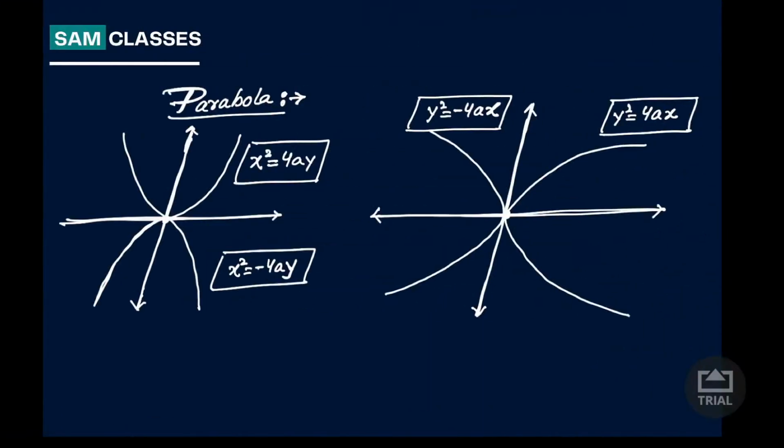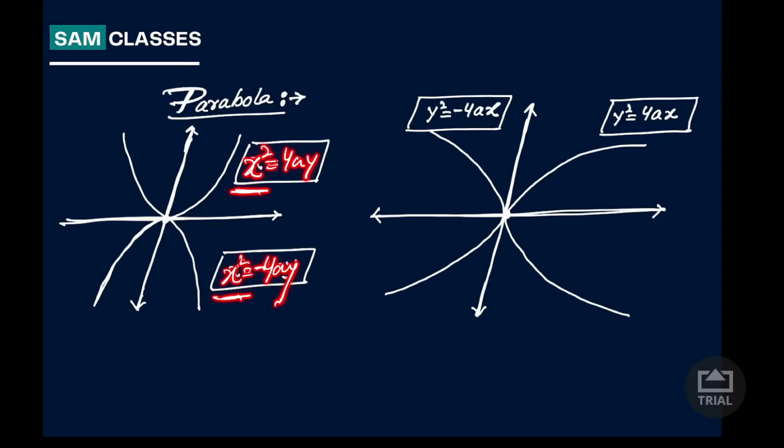Next is parabola. In parabola, what you need to know first is whether it is an upward or a downward parabola and what its equation is. If it is an upward parabola, x square is equal to 4ay. If it's a downward parabola, x square is equal to minus 4ay. Now how will I remember whether it will be x square or y square?